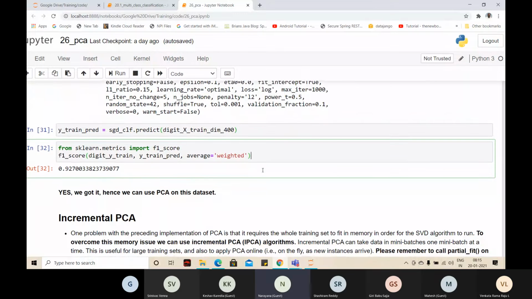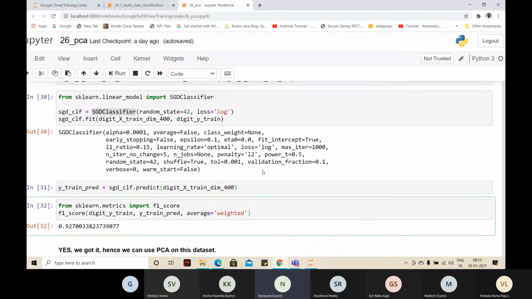Sir, if our data set has very few columns, like 10 or 20 columns, then is PCA technique not required? No, no need, no need.